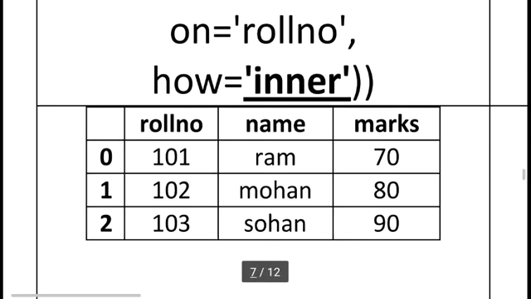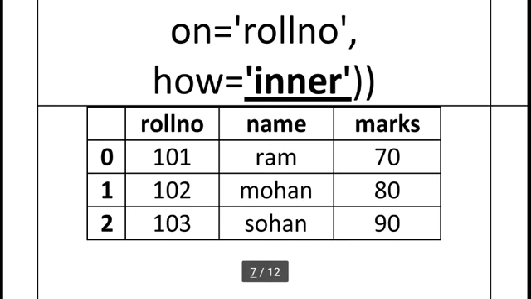So this is our output. You can see these two tables converted to one table. In this table you can see roll number, name and marks. Marks is our new column, and you can see 101, 102, 103. These roll numbers are common in both the student table and marks table. So this is called inner join.